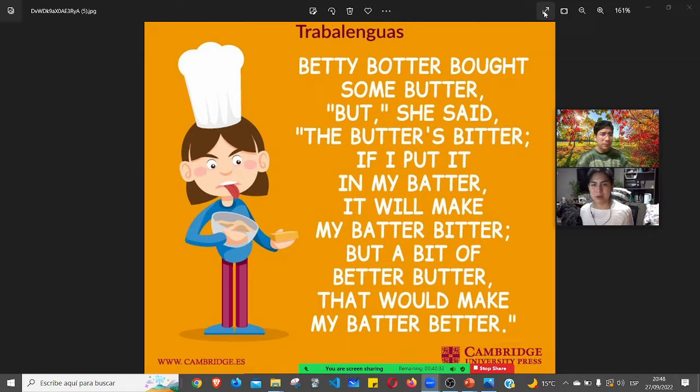Betty Butter bought some butter, but she said the butter's bitter. If I put it in my butter, it will make my butter bitter, but a bit of better butter that will make my butter better.